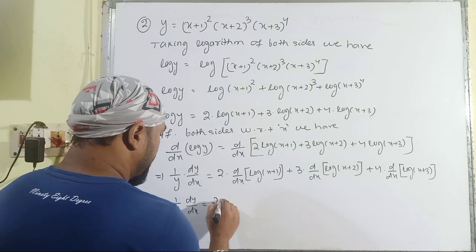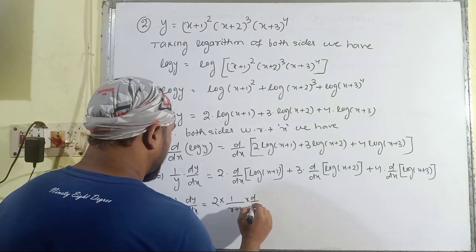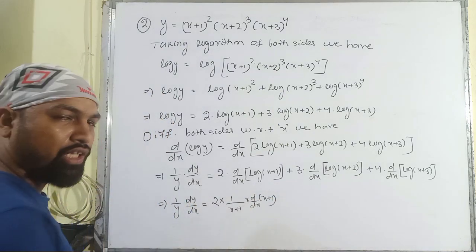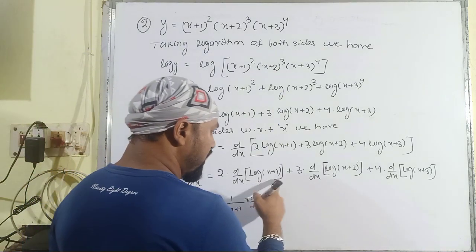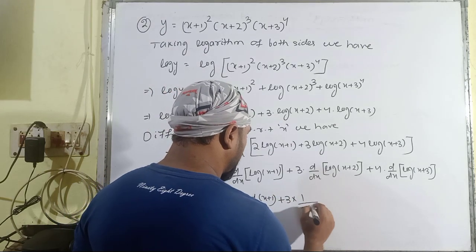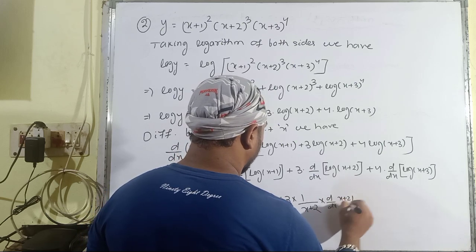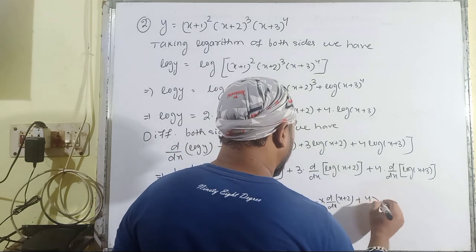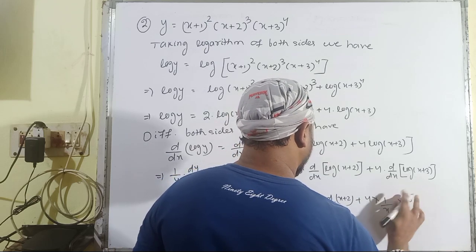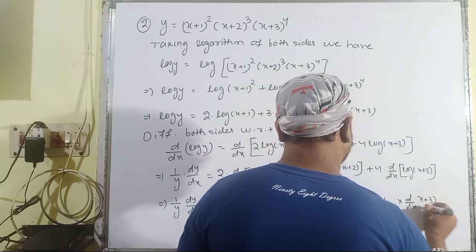Then 1 upon y dy upon dx is 2 multiplied with 1 upon x plus 1 again multiplied with the differentiation of x plus 1. We have applied the chain rule here as it is a composite function. Then 3 multiplied with 1 upon x plus 2 multiplied with differentiation of x plus 2, plus 4 multiplied with 1 upon x plus 3 multiplied with differentiation of x plus 3.